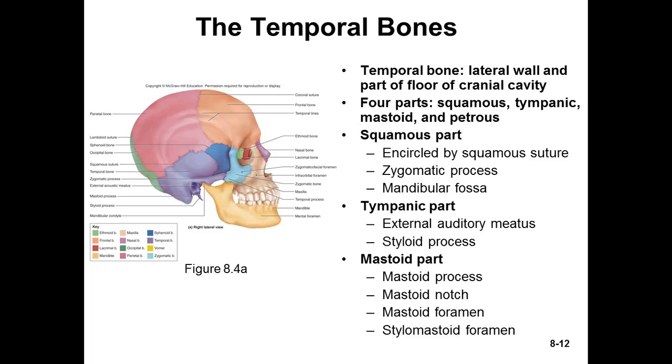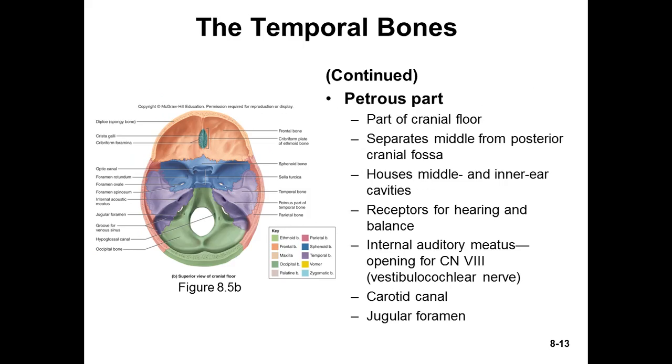And of course, if pathogens are involved, that's when you get the inflammation. It can erode the bone and of course spread to where? To the brain. So the mastoid process is the most important part of this particular bone, I think. Of course, you have your notch. Then you have your foramen and the stylomastoid foramen as well. The mastoid foramen and the stylomastoid foramen. The petrous part, of course, that's the floor of the temporal bone.